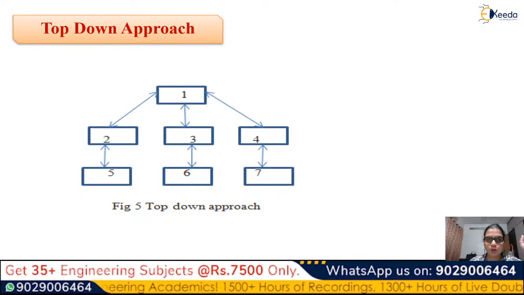Now this is my top-down approach. Now you see this 1, 2, 3, 4, 5, 6. These are in a square box. In a box they are modules. So let us say module 1, module 2, module 3, module 4, module 5, module 6, and module 7. Correct. And now how they are being addressed, how they will interface.